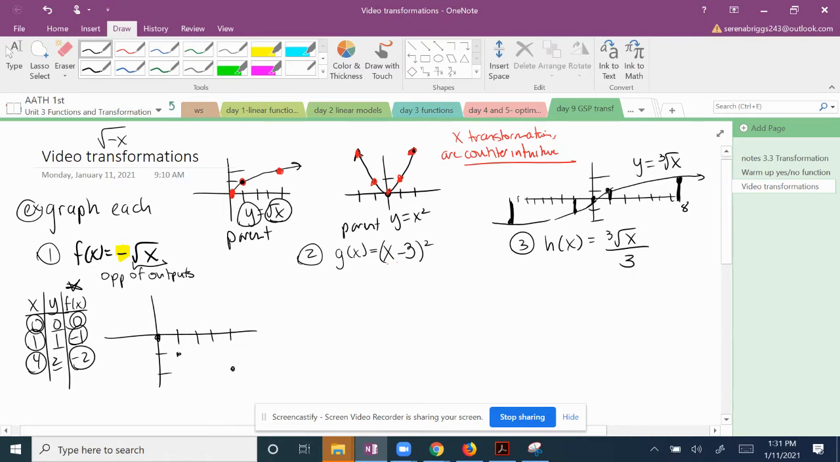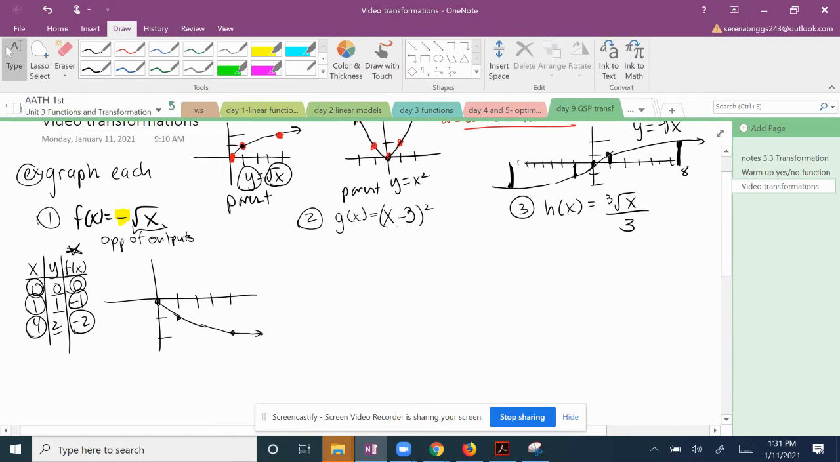And when I do that, I end up with this graph. It is, in words, the graph of the parent function reflected over the horizontal axis. So an opposite on the output is going to have you reflect over the horizontal axis. Now, number 2 is very different.